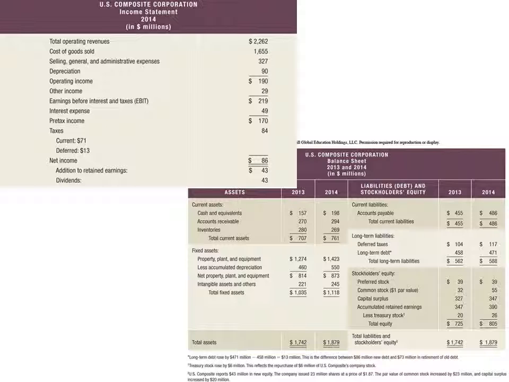And finally, notice accumulated retained earnings on the balance sheet. It rises from 347 to 390 over the period of the year 2010. The difference between these two numbers is 43, which is exactly the same number we see under net income for addition to retained earnings. Notice that net income of 86 becomes 43 of addition to retained earnings and 43 in dividends. Therefore, we know that accumulated retained earnings should rise by 43 over the same period, and the balance sheet shows that indeed it does.